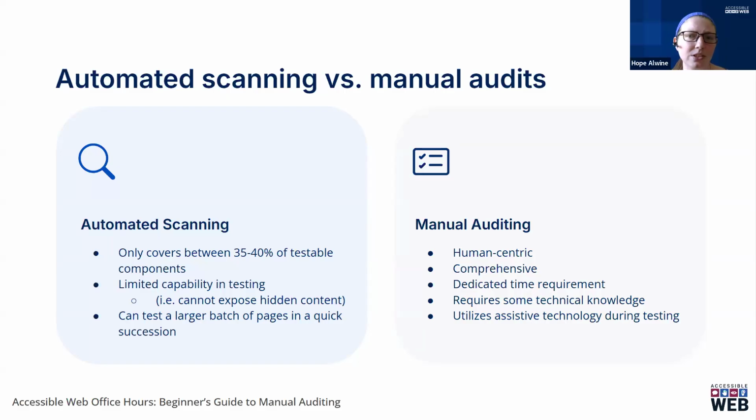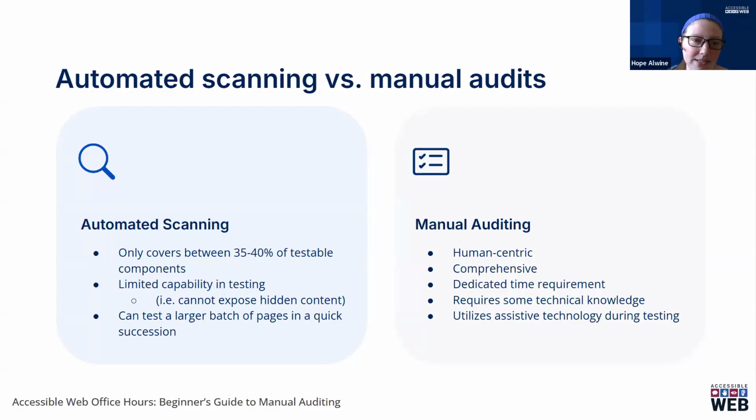There are some advantages to automated scanning, as it can test larger batches of pages quickly and identify some low-hanging fruit, like the absence of a main landmark or if you're missing some form fields. Automated scanning is a great starting point, but it can only achieve so much, which is why manual auditing is recommended for a more in-depth look. Now let's look at manual auditing.